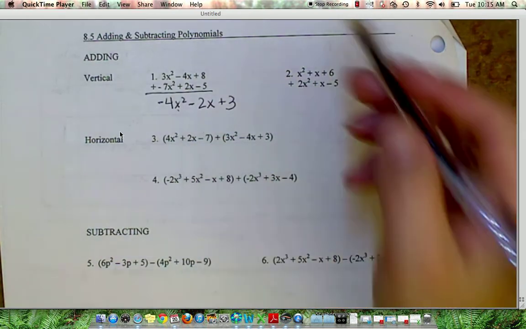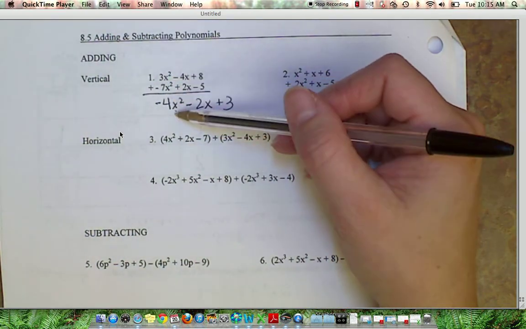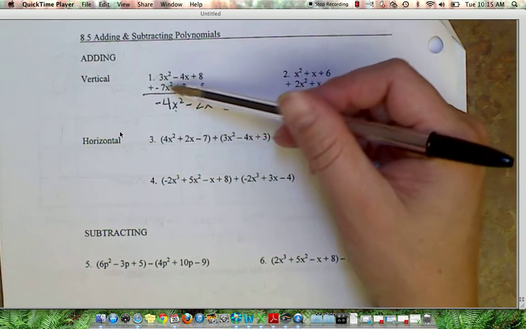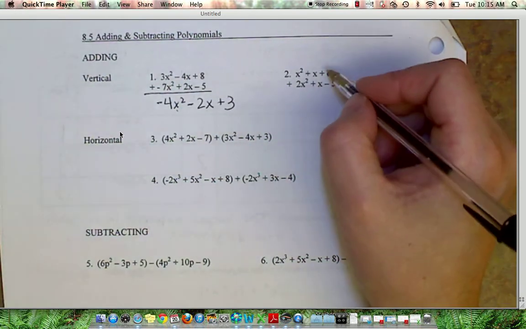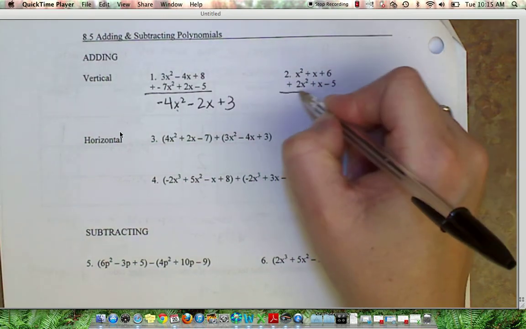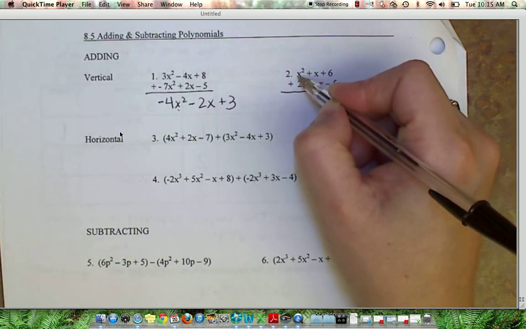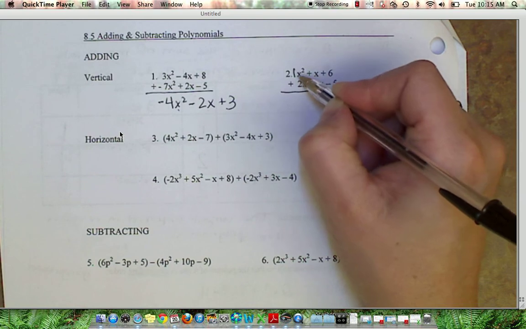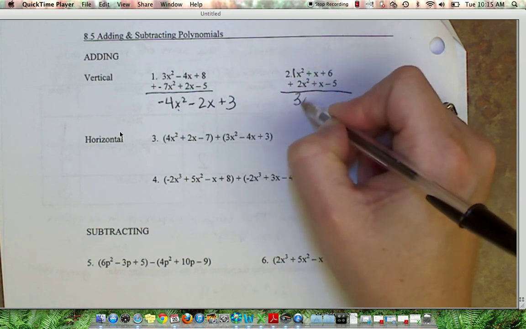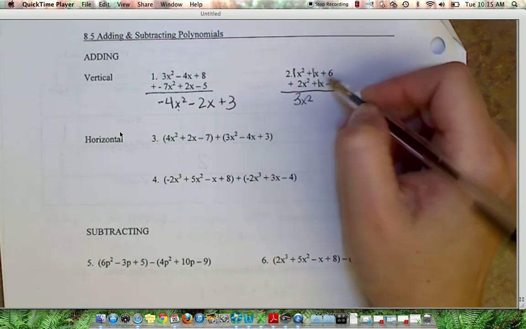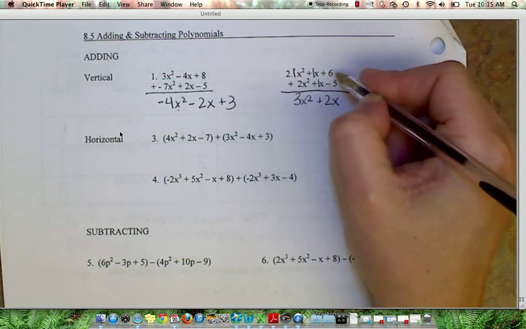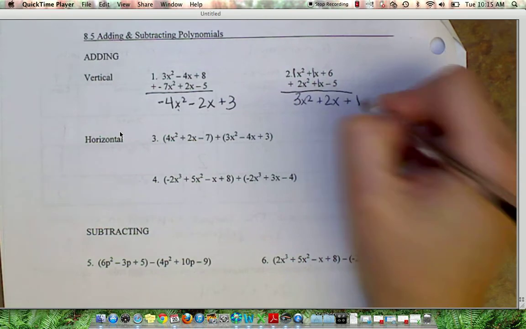So we already do this, we just haven't done it with exponents yet. We've done it with x's and y's. Just remember the exponent stays the same when you add. Do not change the exponent. So we add here. Remember, if there's no number in front, it's understood to be 1. So 1x squared plus 2x squared is 3x squared. 1x plus 1x is 2x. And 6 minus 5 is 1.